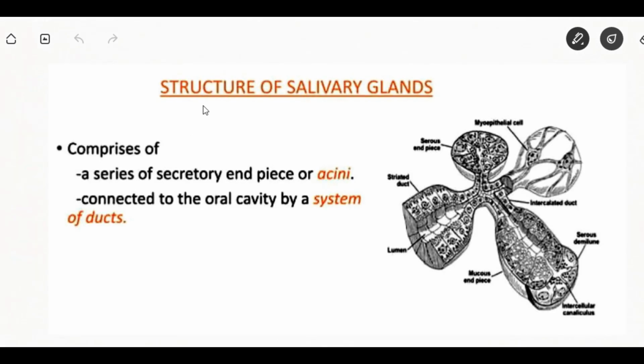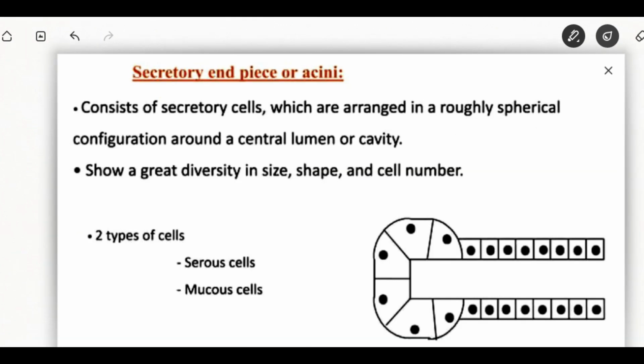Now let us discuss the structure of the salivary glands. The salivary glands consist of a series of secretory end pieces, the acini, that are connected to the oral cavity by a system of ducts. The secretory end piece consists of secretory cells arranged in a spherical configuration around the central lumen. It has two types of cells: the serous cells and the mucous cells.